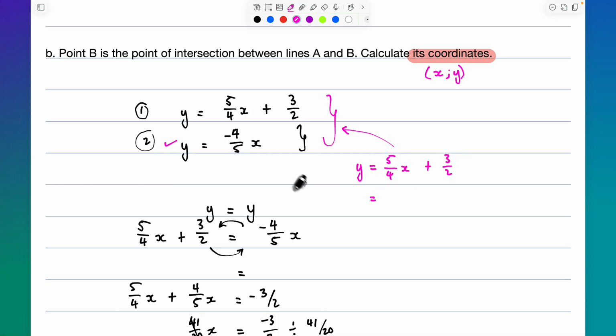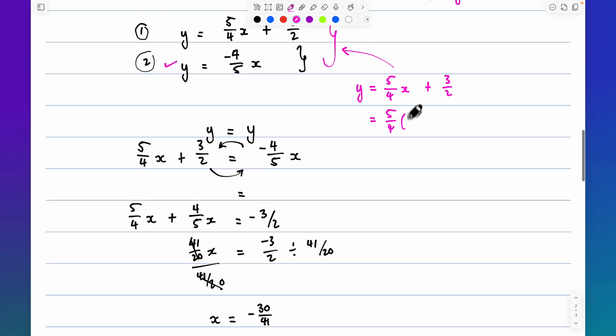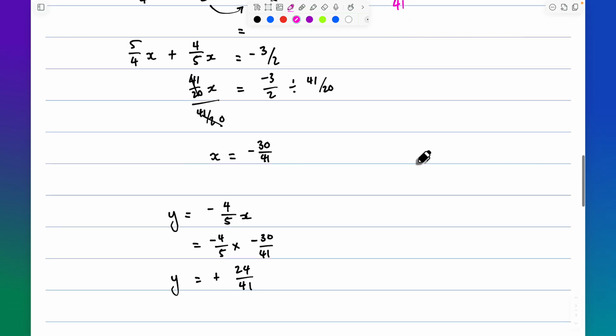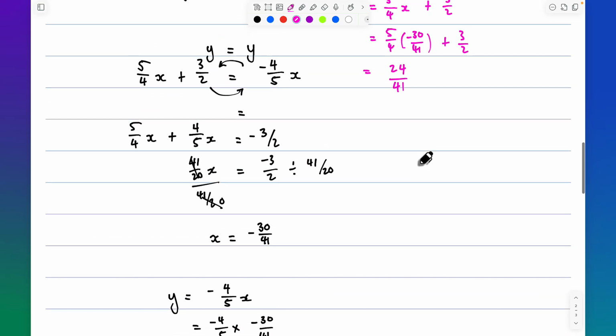This should also give us the exact same y. So 5 over 4 multiplied by x, your x is negative 30 over 41, plus 3 over 2. That's equal to, again, calculator work. All right, plus 3 over 2. That gives us 24 over 41, positive 24 over 41. So it works for both. So I think it's less likely that we've made a mistake.